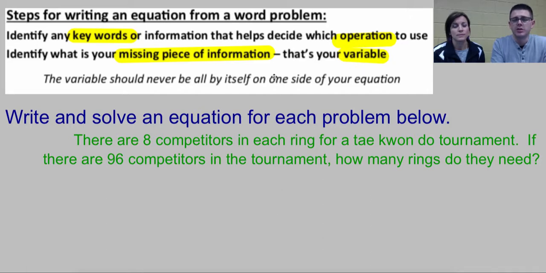And then just so you can't take any shortcuts, the rule is the variable should never be all by itself on one side of the equation when you set it up. There's always going to be something happening to your variable, which is going to be how we get to our answer when we solve it.